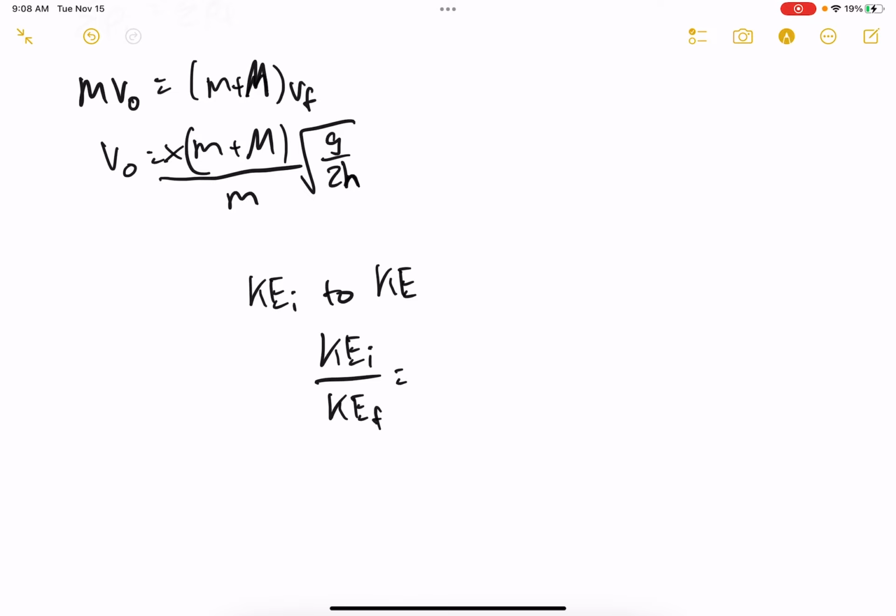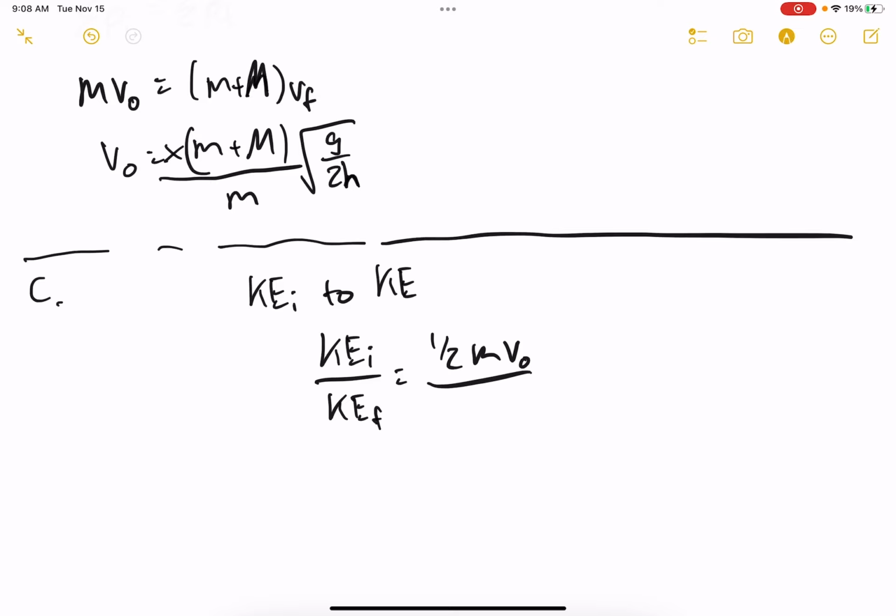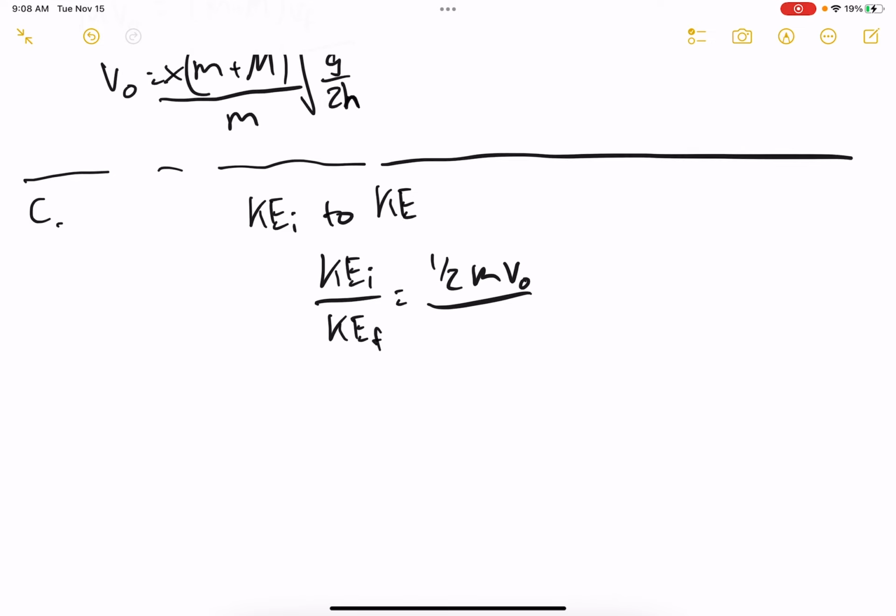So this will just equal 1/2 m. Now this is going to be my v naught, right? That's my initial velocity of the entire problem. Let me just go ahead and mark that off. So I have 1/2 m v naught squared over 1/2. Now my final, I'm going to have m plus M, and then it will be vf squared.